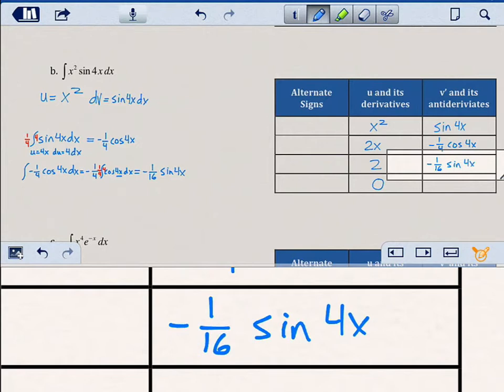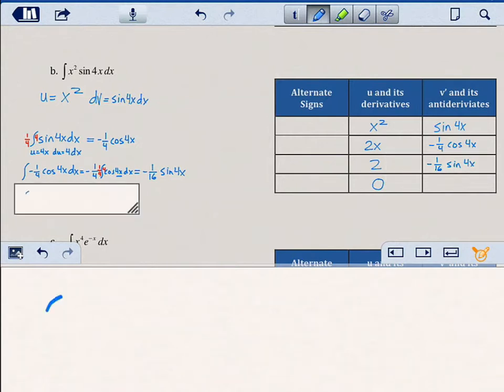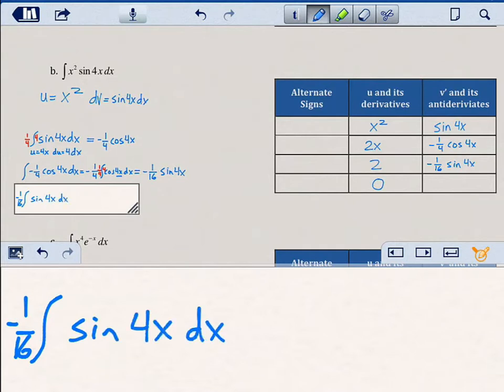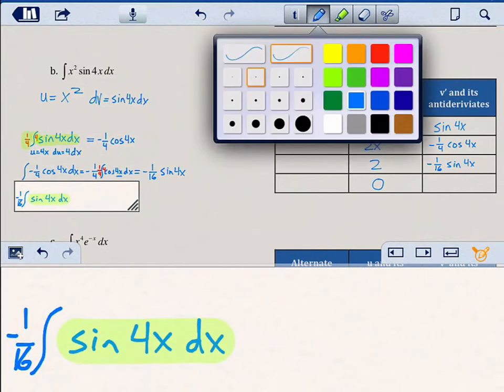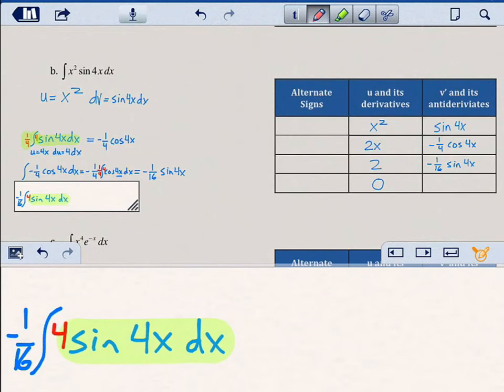And now we want to integrate this one. So we want the integral, and we'll put negative 1/16 on the outside because we can do that right away. And now we have sine 4x with respect to x. And notice now this part right here is the same as what we did on the first part. So we have this idea that it's going back and forth. So the 1/4 and the 4 needs to happen again down here. So we'll put in the 4, we'll put the 1/4.